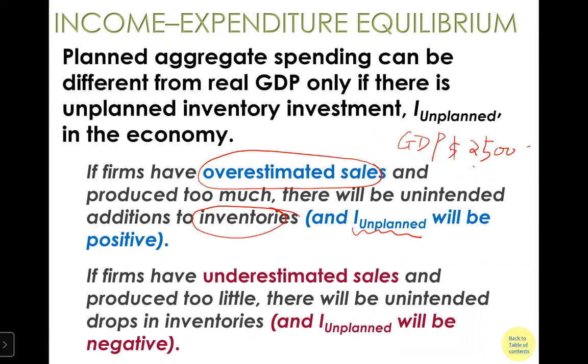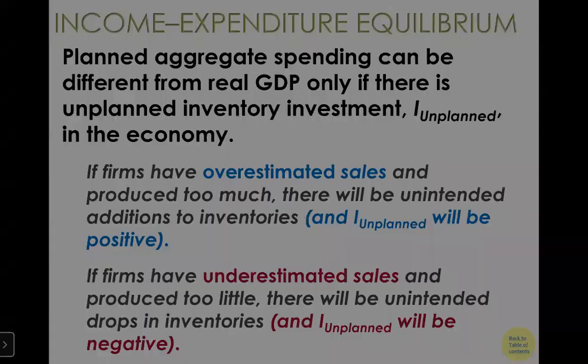On the other hand, you underestimate. So in the example, we have 1,000. You produce too little. There will be an unintended drop, right? So your inventory is running low, and actually this becomes negative. You cannot fill your inventory before the new goods you produce come into your warehouse. So you can see in either case, there's going to be an adjustment.